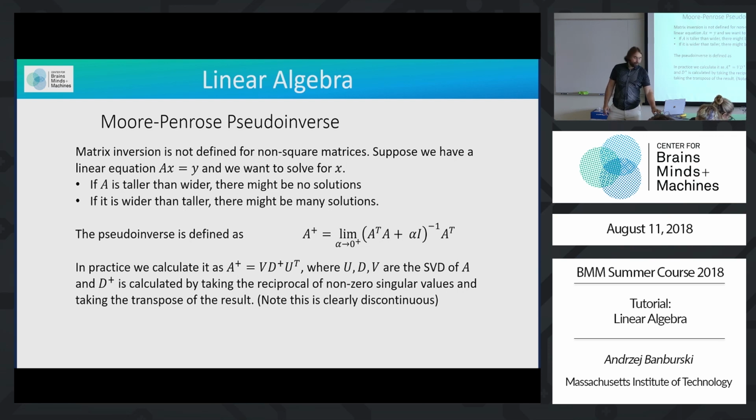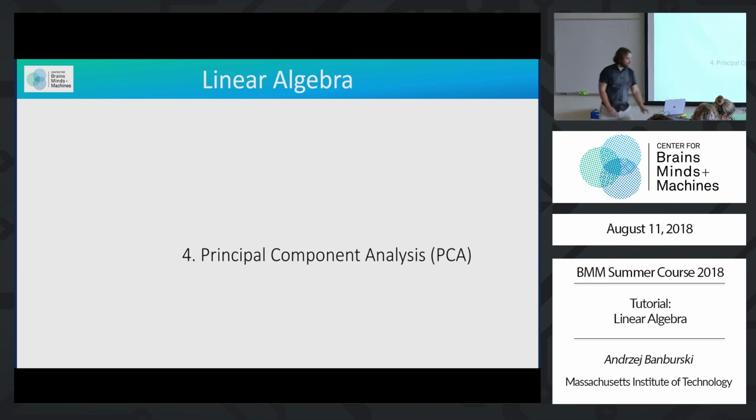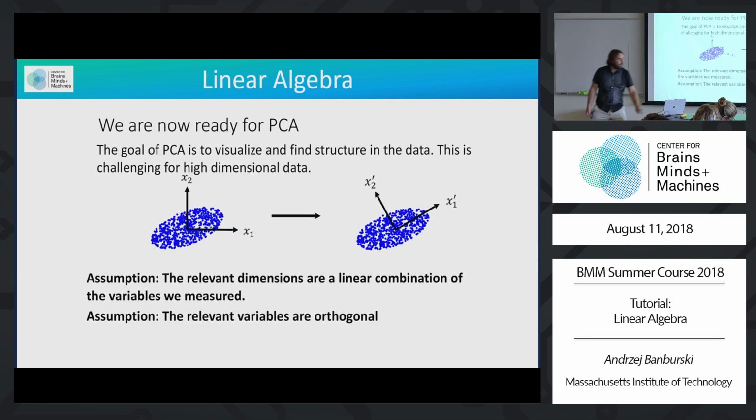We're getting close to the end, and this is good. We'll get to finally the thing that we wanted to talk about, which is principal component analysis, PCA. The goal of PCA is to visualize and find structure in data, and this is the thing that you really care about. The most important thing is that it's difficult to do this in high-dimensional situations. When you have two-dimensional data, it's easy to see patterns and structure because you can plot it.